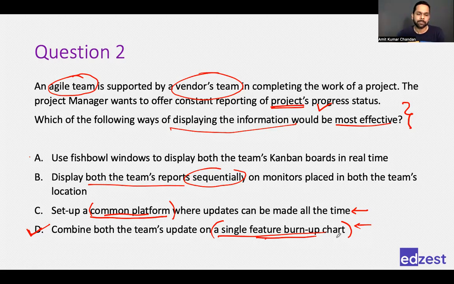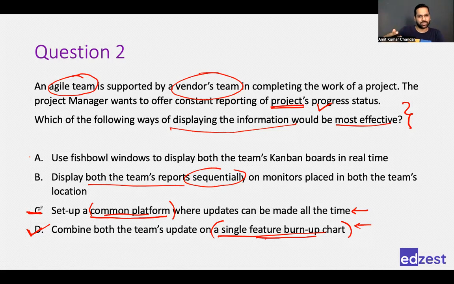Will this answer change if in option C, instead of setting up a common platform, it talks about something specific which shows the project progress as a platform? Yes, this will become better, correct? Common platform is the word that took away the edge from this answer, right? Yes, correct.